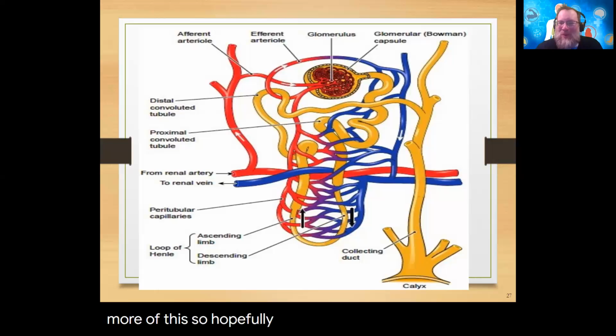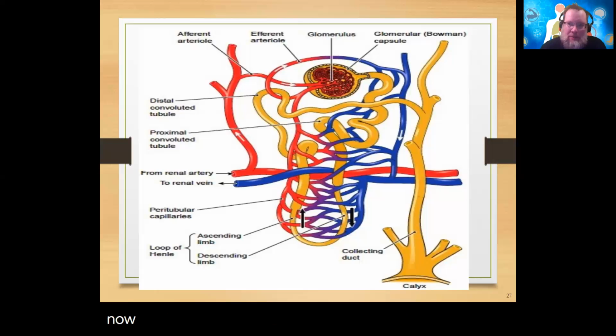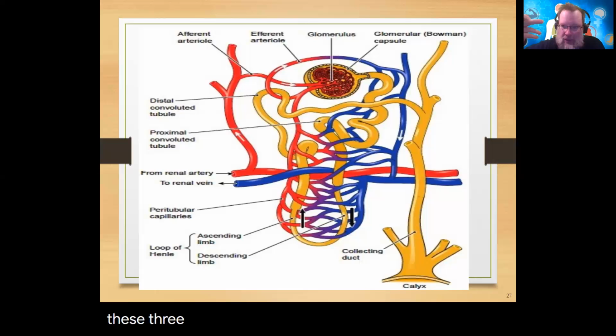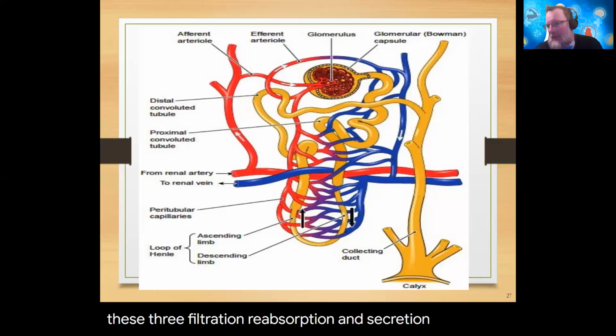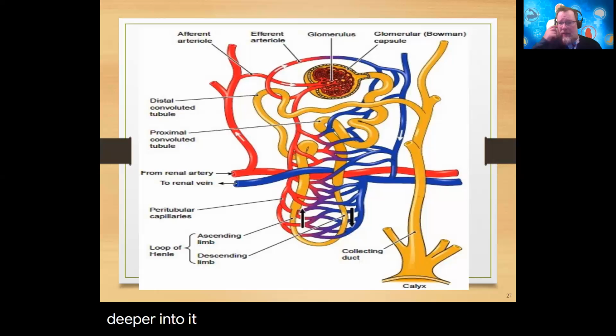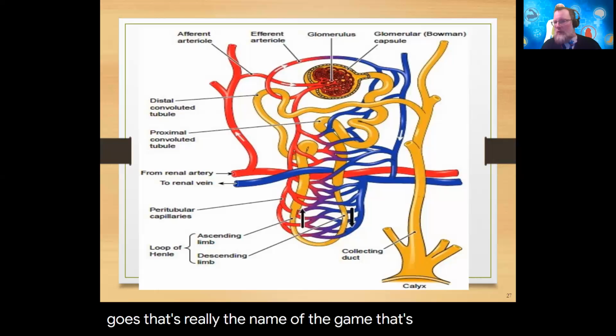So hopefully it's not, and of course I'll go back through and discuss and debrief you a little bit and remind you of these anatomical spots. Okay. I'm not going to spend an hour and a half on it. Okay, that's what you're getting now. I'll spend maybe 10 minutes going through this and reminding you of the basics of a nephron and these three filtration, reabsorption, secretion processes that take place. Okay, and then we'll just go deeper and deeper into it. Okay. Other than that, I think as far as urinary goes, that's really the name of the game. That's really all I wanted to introduce you to.